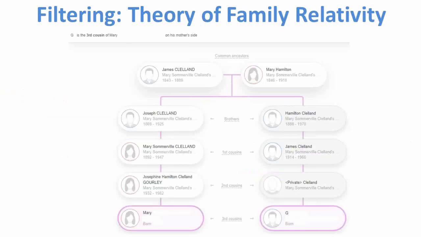So let's view it. And it's telling me that my mum's second great-grandparents, James Cleland and Mary Hamilton, are also G's second great-grandparents. Now, the key important thing here is that you have to substantiate this. Don't just accept it as the truth. You have to investigate it and make sure it's correct. It's not a fact, it's a clue. Now, in this case, it's entirely correct. I know for a fact that G is my mum's third cousin, and I have the documentation to prove that.